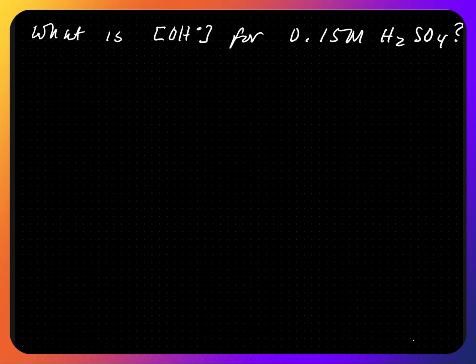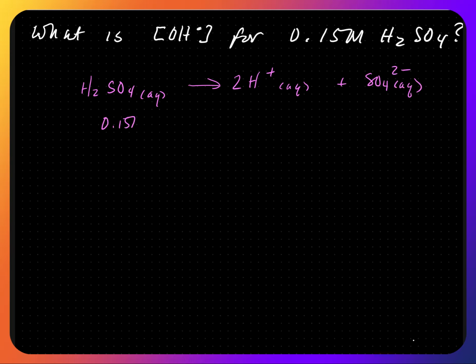So we have H2SO4, which is also a strong acid, so we're going to dissociate that. So H2SO4 (aq) will break into 2 H plus (aq) plus SO4 2 minus (aq). We start with 0.15 molar of sulfuric acid, but since this is a strong acid, by the end of the reaction there will be no H2SO4 present. However, there will be 2 times 0.15 molar of hydrogen ion, because for every H2SO4 I break down, there's always 2 H pluses and 1 SO4 2 minus.